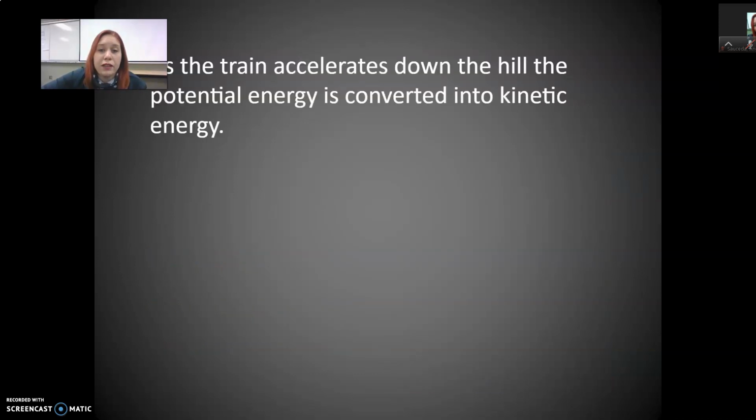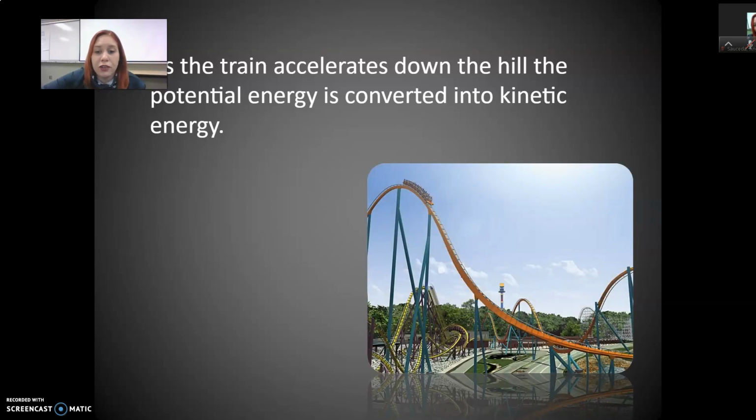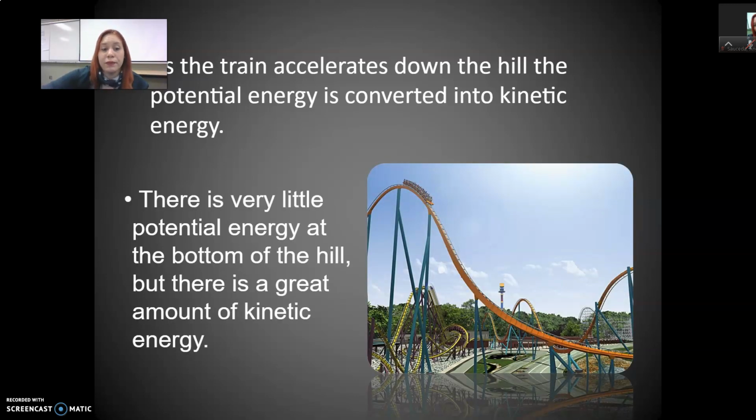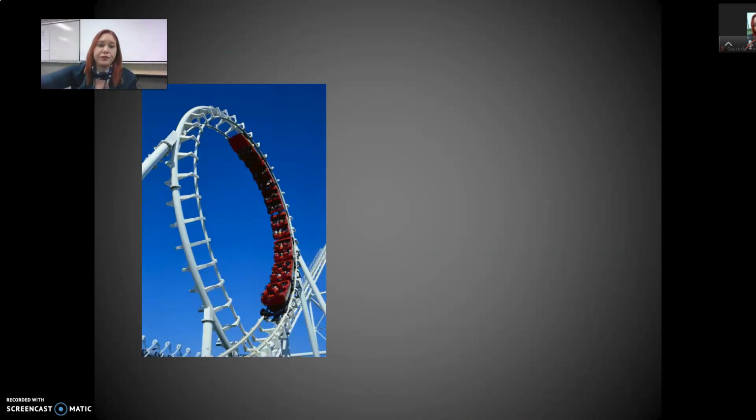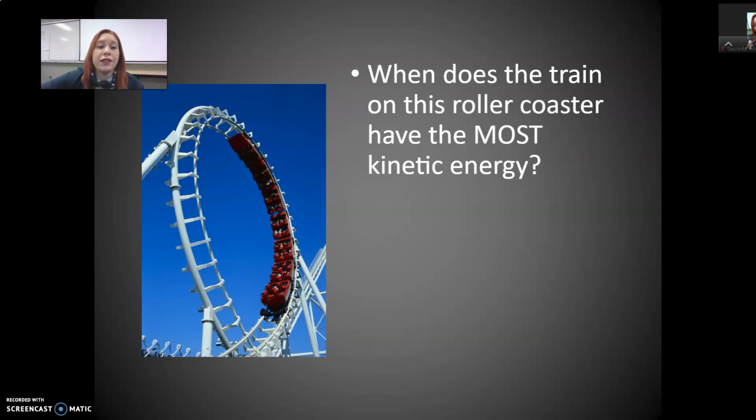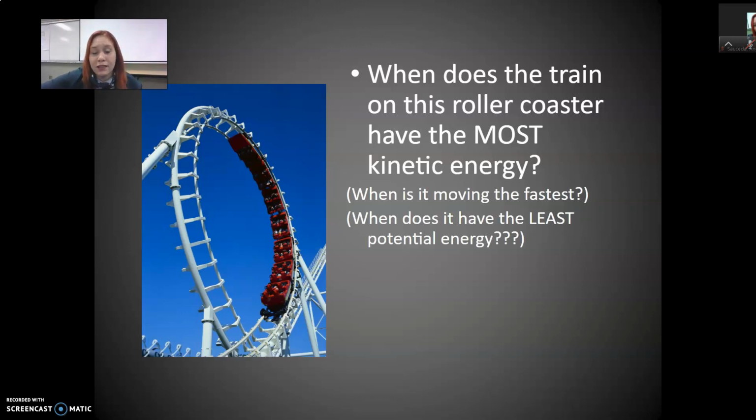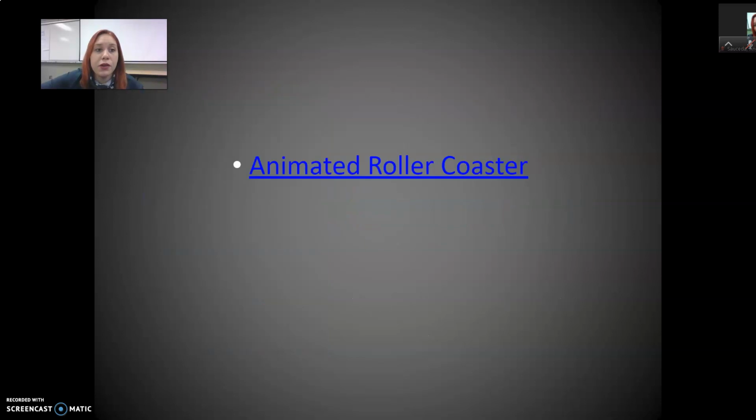So once the train accelerates down the hill, that potential energy is turned into kinetic energy, and at the very bottom of the hill, that's where you have the greatest amount of kinetic energy. If you're talking about the loop-de-loops, when you're at the top of the loop, you'll have the most potential, and when you're at the bottom of the loop, when it's moving the fastest, it has the least potential. That's when it'll have the most kinetic, at the very bottom.